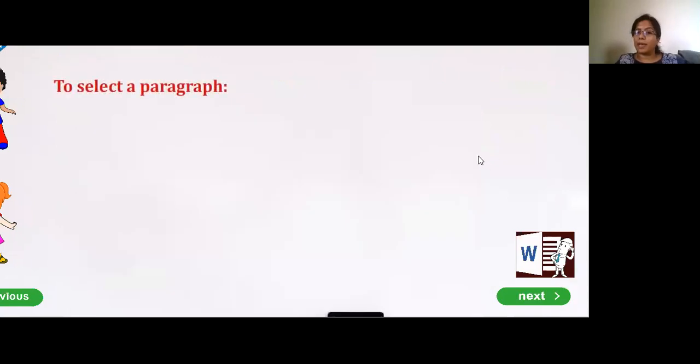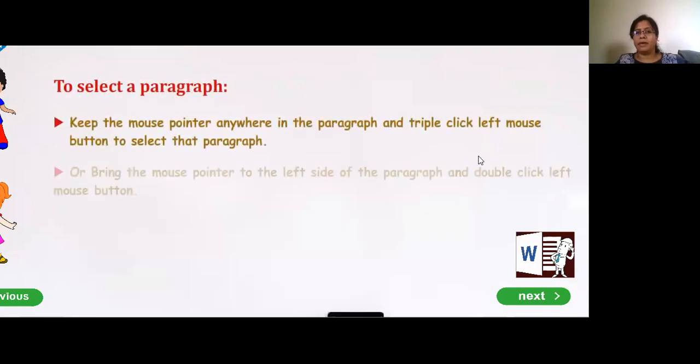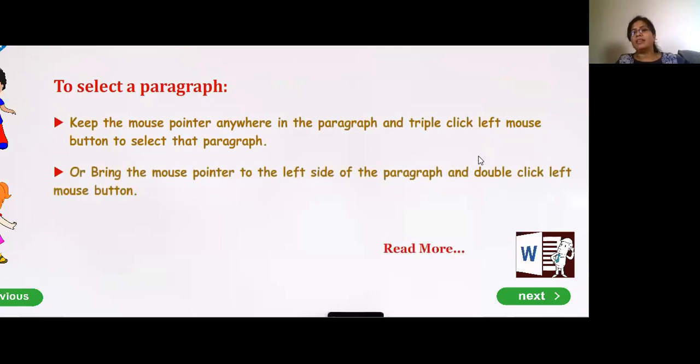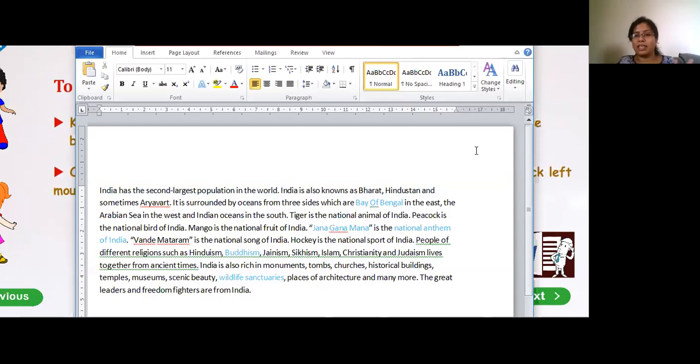And to select a whole paragraph, keep the mouse pointer anywhere in the paragraph and triple click the left mouse button to select that paragraph, or bring the mouse pointer to the left side of the paragraph and double click the left mouse button. So it is telling me two things. First, we saw selecting of one word, then we saw selecting of one single line.